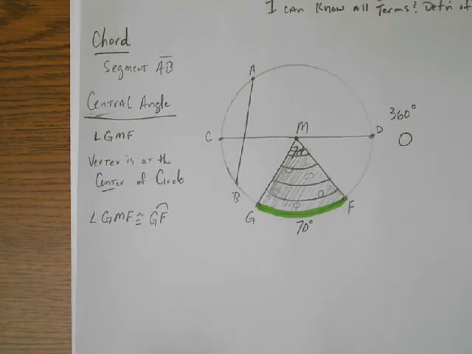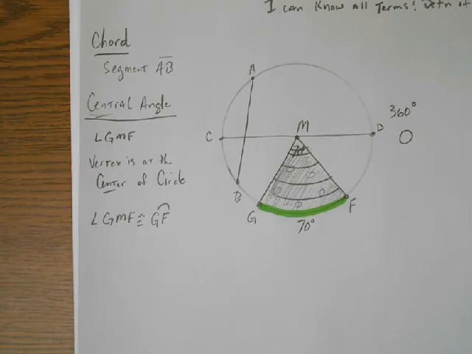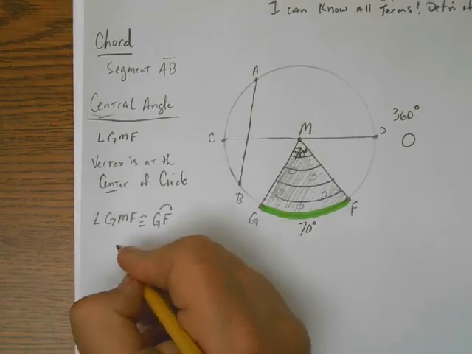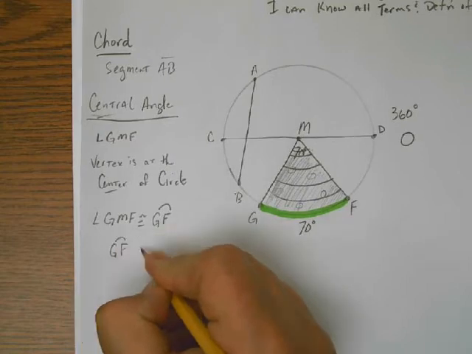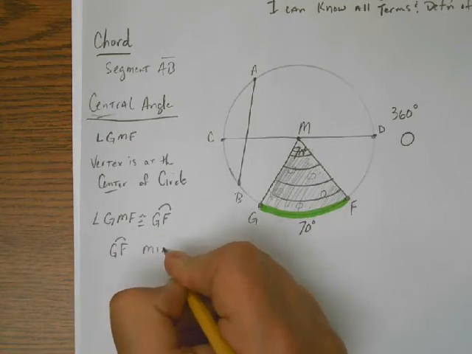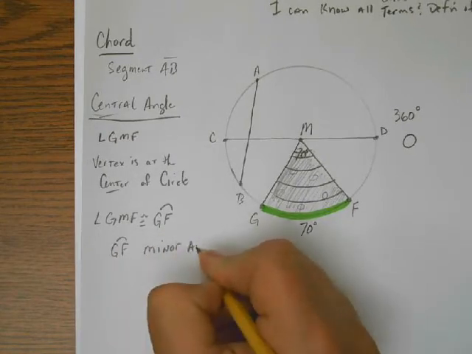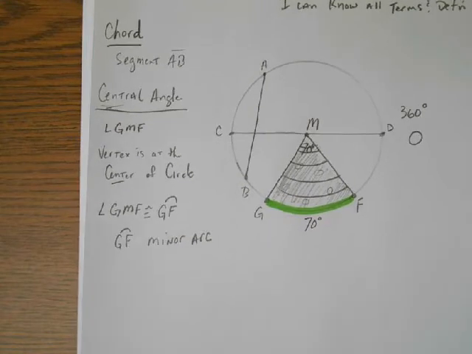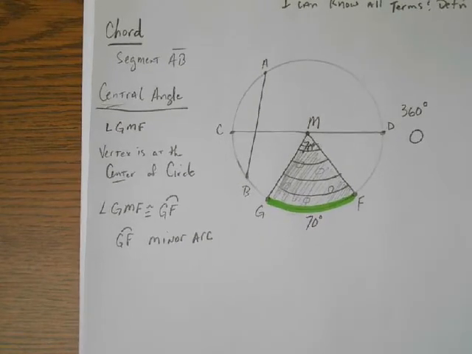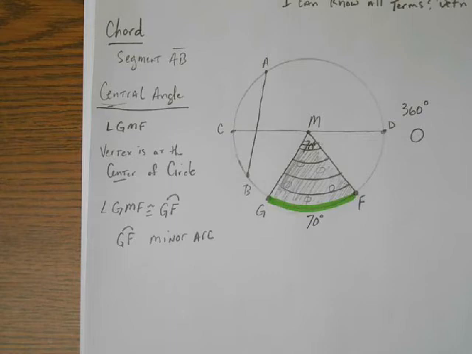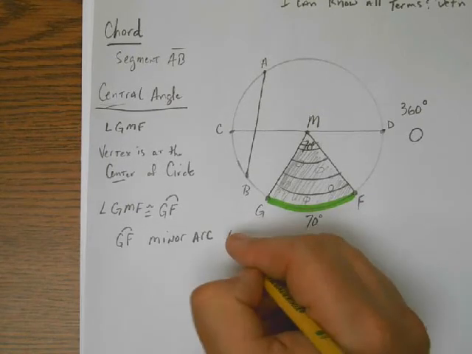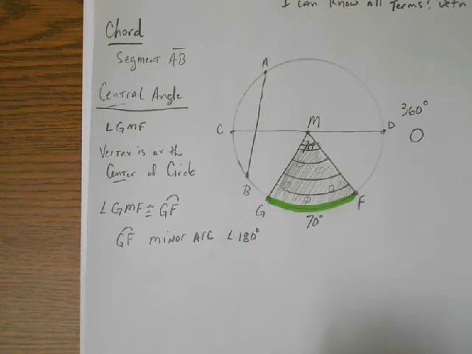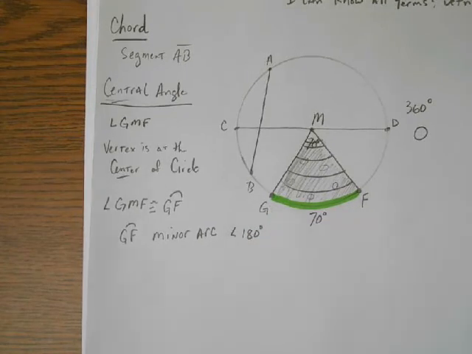Okay, so arc GF has another name. Arc GF is called a minor arc. Now the arc, it's not ARK, Raven. That's Noah's. It's ARC. Minor arc: less than 180 degrees. Okay, and so GF is considered a minor arc.